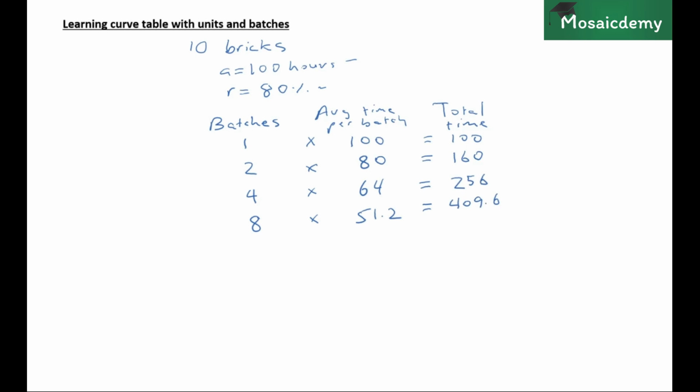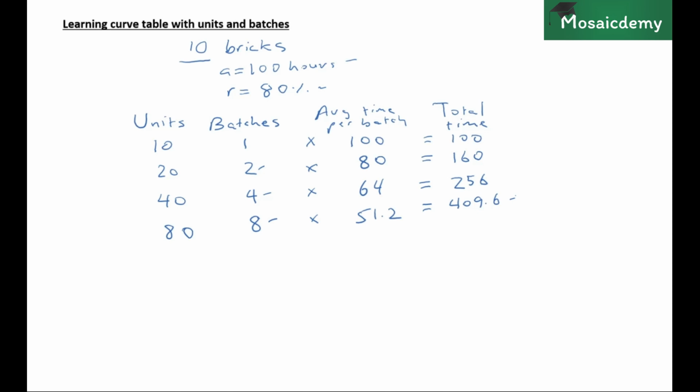Okay, but technically we can still express this table in terms of units as well. How? Just add a column for units to the side. How many units per batch? 10. So 1 into 10, 10, 2 into 10, 20, 4 into 10, 40, 8 into 10, 80. And we also have the corresponding average time for the number of bricks and the total time as well. So that's how we can modify the table.